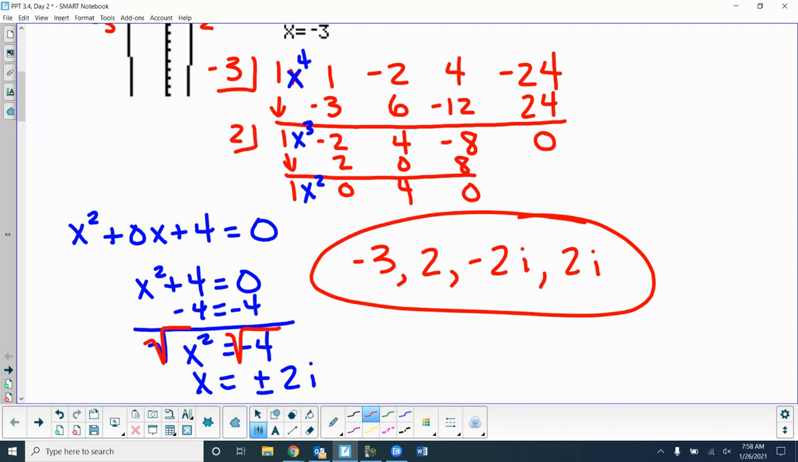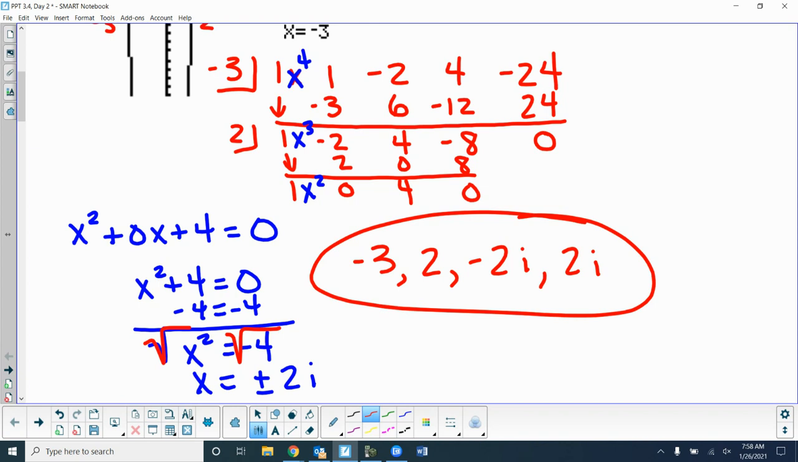Does everybody need to see that one? Okay, so it's like that one. It's got two that you could see, and then you have to find the other 2.